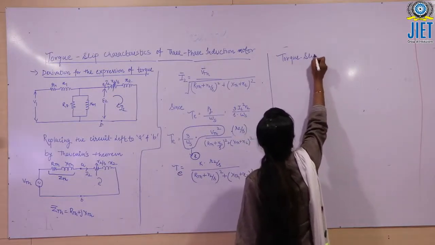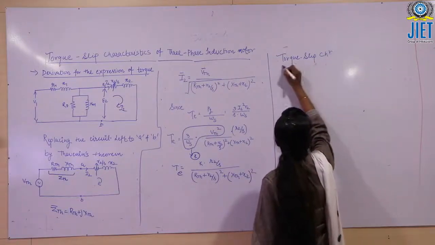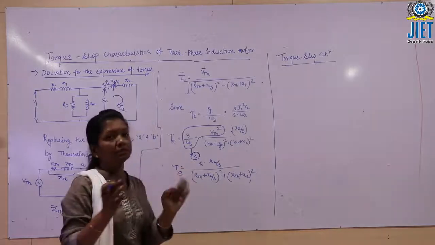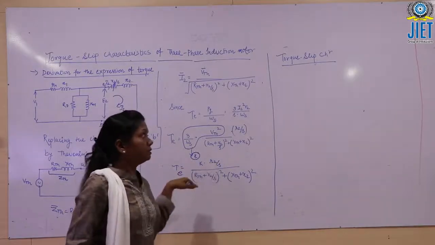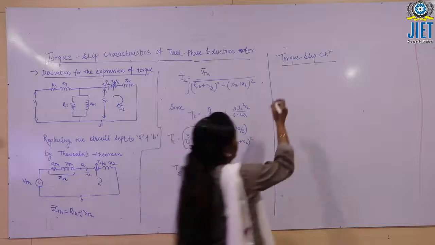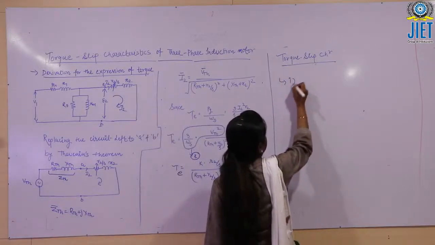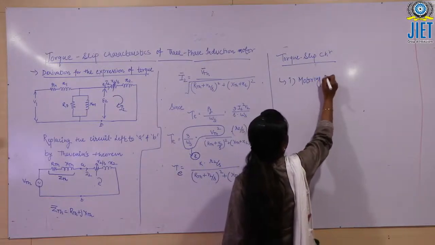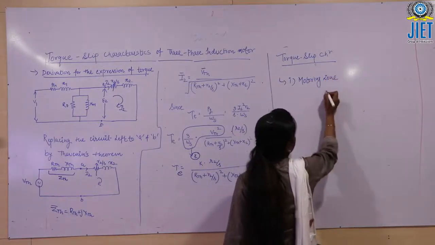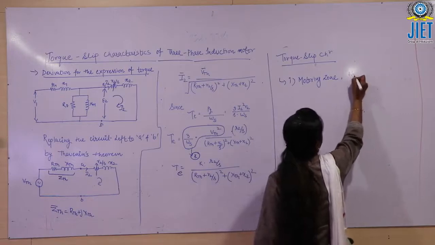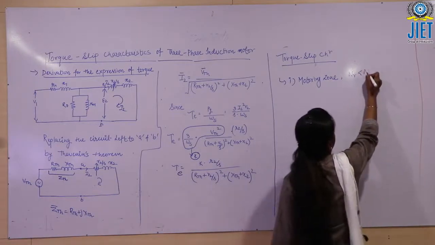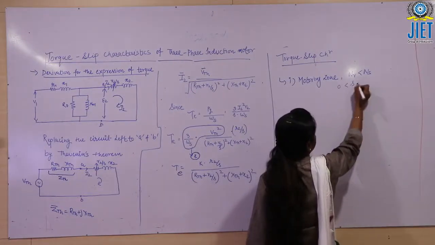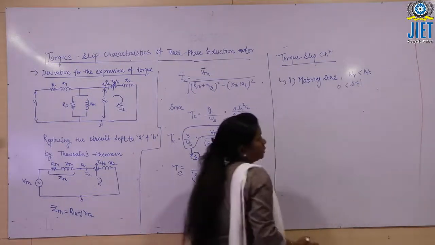slip characteristics. Now we are just breaking this torque slip characteristics into 3 parts. First is the motoring zone, when the speed of the rotor is less than synchronous speed and the value of slip is more than 0 and less than or equal to 1.